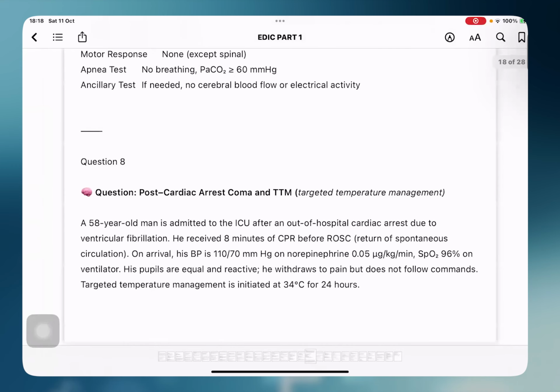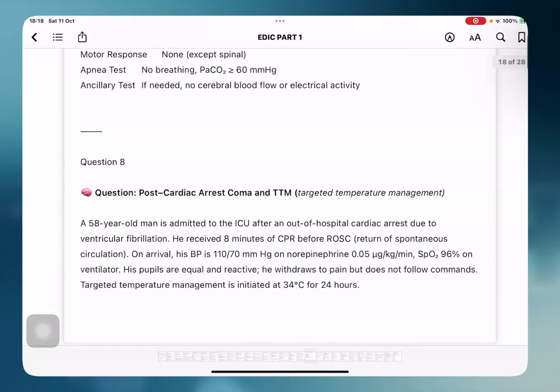Okay. The next question is about targeted temperature management in post cardiac arrest coma, that is, induced hypothermia. A 58-year-old man is admitted to the ICU after an out of hospital cardiac arrest due to ventricular fibrillation. He received 8 minutes of CPR before ROSC. On arrival, his blood pressure is 110 by 70 on norepinephrine. SpO2 is 96% on the ventilator. His pupils are equal and reactive. He withdraws to pain but does not follow any commands.